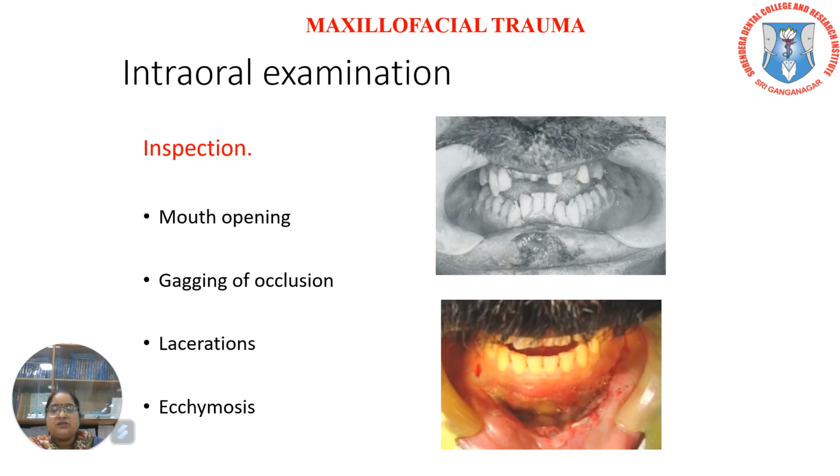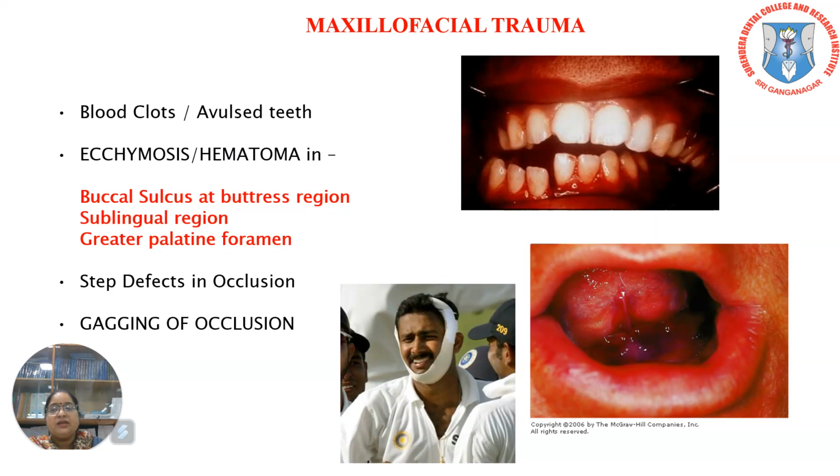In other intraoral examination, check for mouth opening, gagging of the occlusion, lacerations, ecchymosis. See, in the first picture, we can see the laceration of the lip area and occlusion is disturbed. In the second picture, we can see a degloving laceration in the anterior part of the mandible. We can check for any blood clots or avulsed teeth, ecchymosis or hematoma, or we can check the buccal sulcus and buttress region, or sublingual hematoma in case of parasymphysis fracture, or greater palatine foramen hematoma if there is fracture of the palatal region.